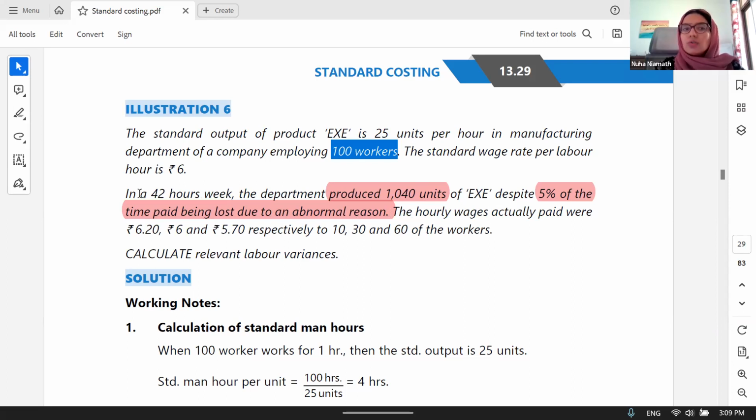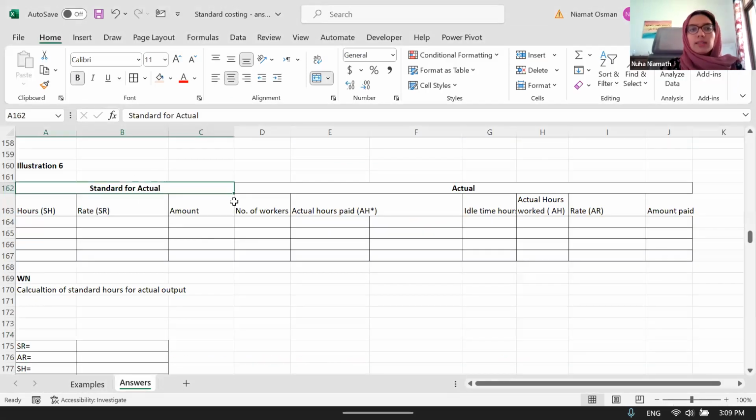In a 42-hour week, how many workers did we have? 100 workers, working for 42 hours, but 5% of that time is lost due to abnormal reasons. The hourly wages paid were for 10 workers at 6.2, 30 at 6, and 60 at 5.7. So let's go to the question and see.